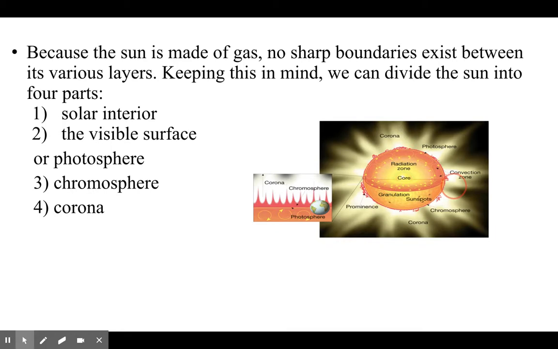So the sun is made out of plasma, which is ionized gas, and it doesn't really have any true sharp boundaries, but scientists always like to give everything a label and a name, and so we have broken up the sun into different parts.